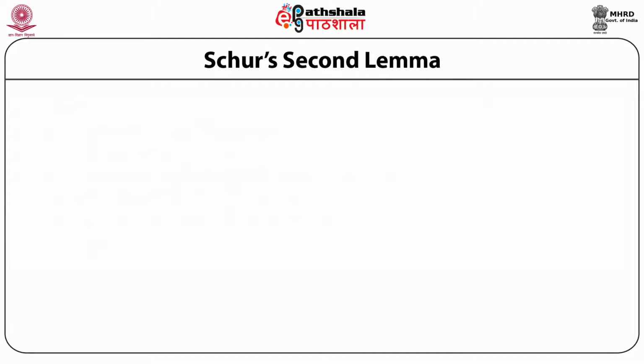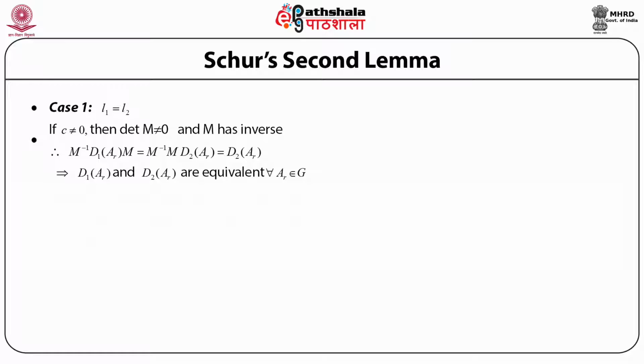Since we have considered two representative matrices D1 of order n1 and D2 of order n2, and from the first lemma, we have seen that M M dagger is equal to C times a unit matrix. Therefore, M M dagger is a square matrix. Now let us consider a few cases separately. Let the dimensions of the two representations be equal, n1 is equal to n2.